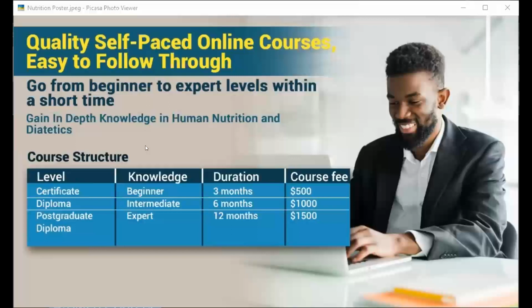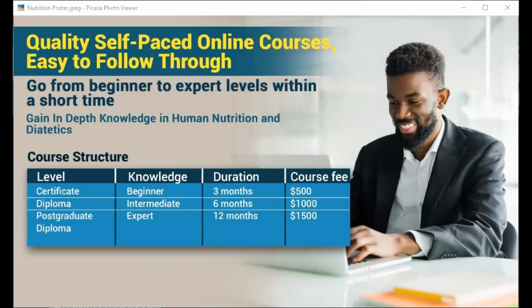These are some of the programs that we have here at Humanitarian Global when it comes to human nutrition and dietetics. We have the certificate level, which has a duration of about 3 months, and the cost fee is 500 USD. We also have a diploma course, which is for the intermediate. I believe what we are doing today is part of the diploma course. This is an introductory snippet of what we have in the diploma course, and the cost fee for that is about $1,000. And of course, we have the postgraduate, for the expert level or people who are planning to go a little bit higher in the nutrition section. For this one, we have a duration of 12 months, and the course fee is $1,500.